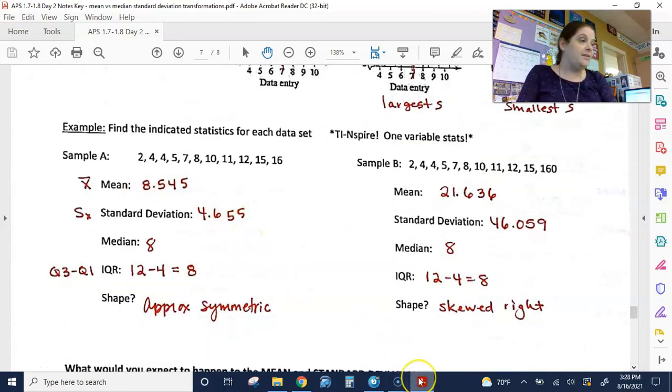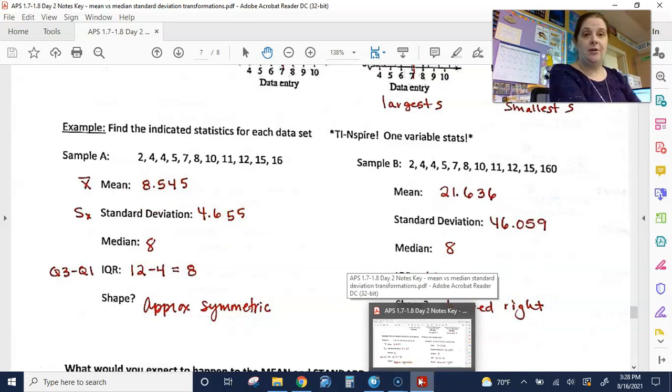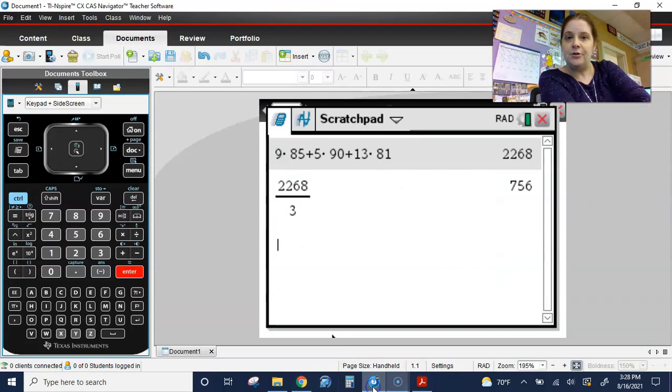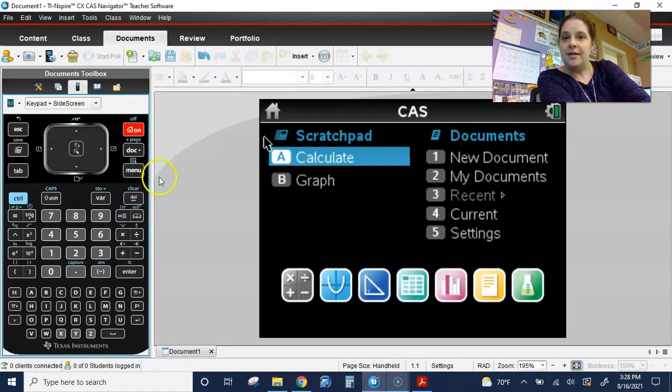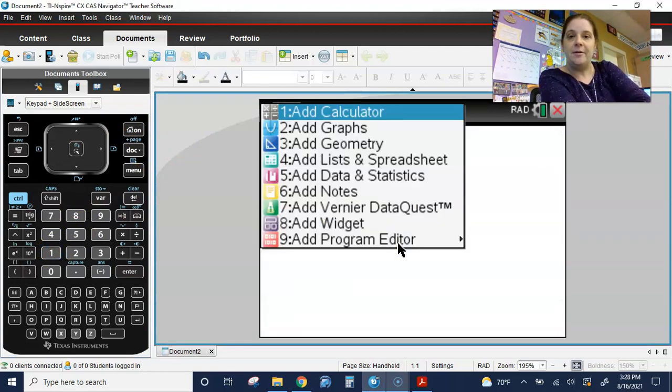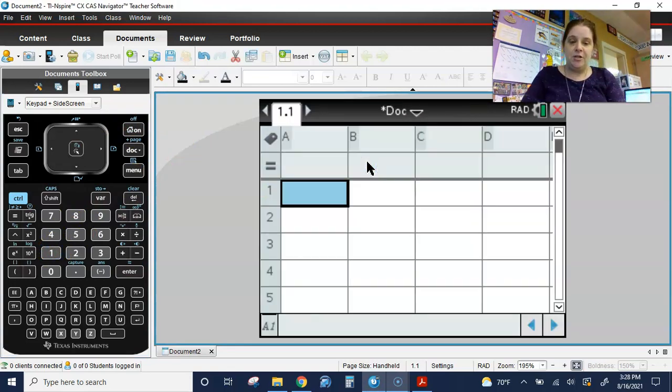Now, if I was going to compute these in my calculator, I could use the one variable statistics. So let me go ahead and bring up a new document here and enter these values. So here's my calculator. I want a new document. I do not want to save my old document. And I'm going to do a list in spreadsheet. I'm going to go up and just call it X.